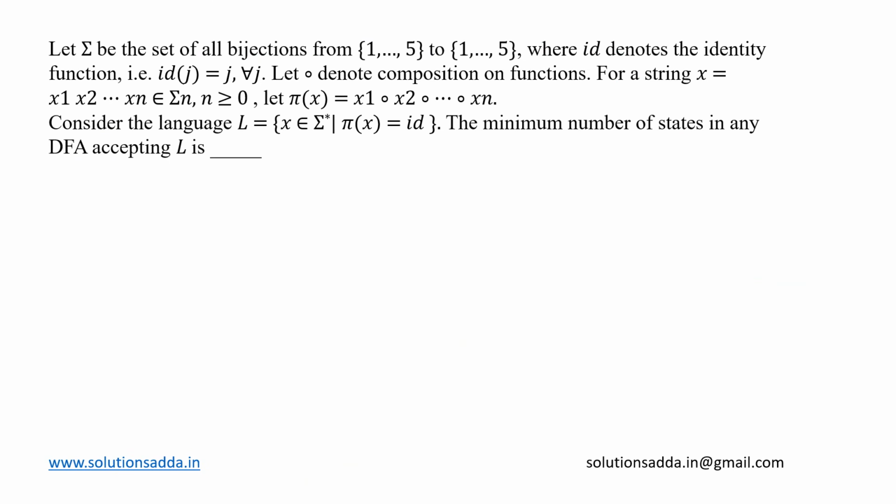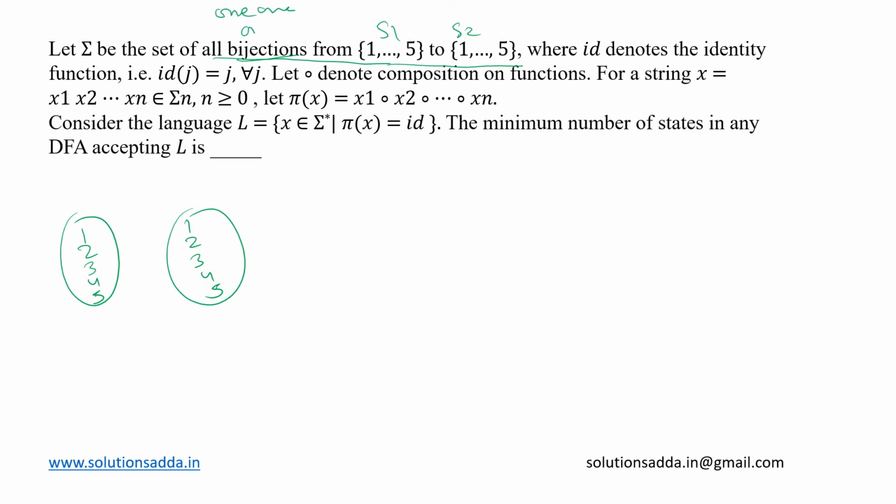Discrete mathematics as well as theory of computation. They are saying that let sigma be the set of all bijections from the set S1 to set S2 having elements from 1 to 5. So we have these two sets having the same number of elements from 1 to 5 and we have bijections between them. What do we mean by bijection? A function which is both 1-1 as well as onto.